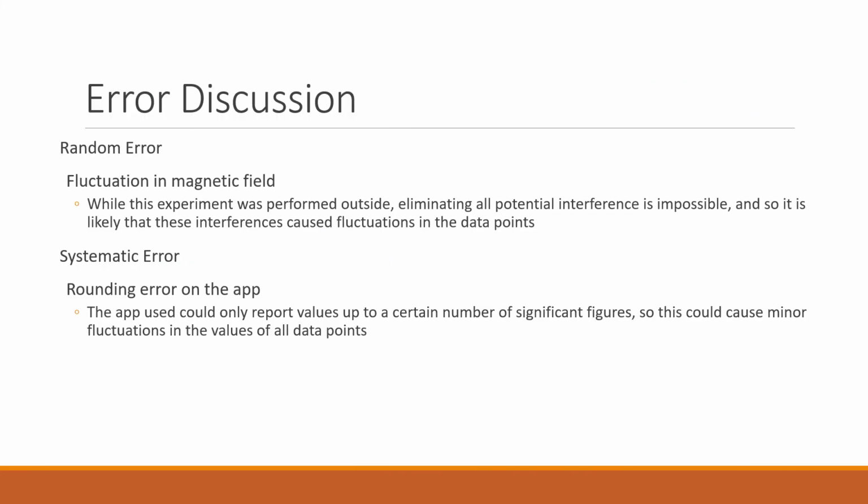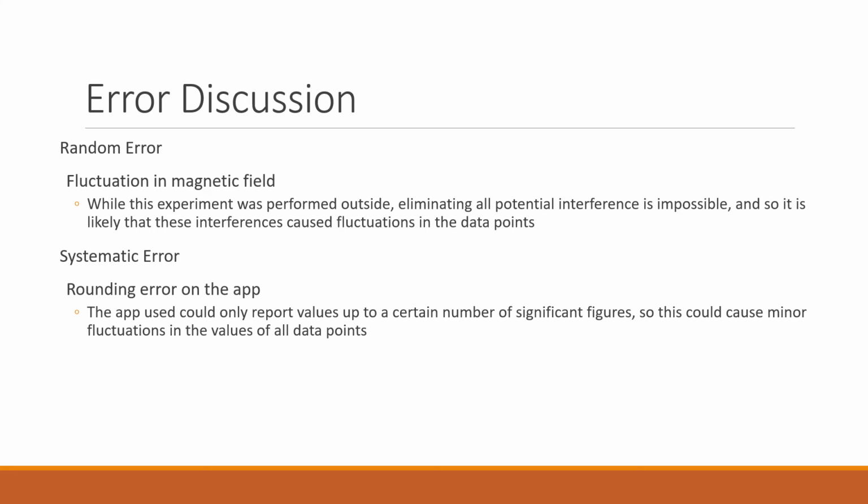To discuss a little bit of error, some random error that could have happened was fluctuation in the magnetic field. While we didn't perform this experiment outside, we were not able to eliminate all potential interference from electronics or other sources. Maybe there was a really big magnet in the ground, I have no idea, but it's possible that certain interferences like this cause fluctuations in the data points themselves.